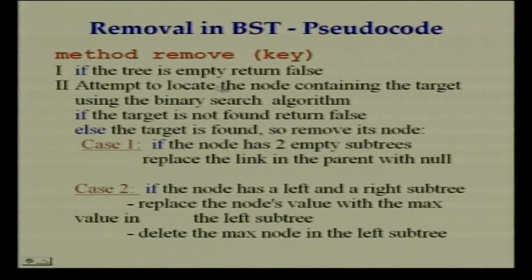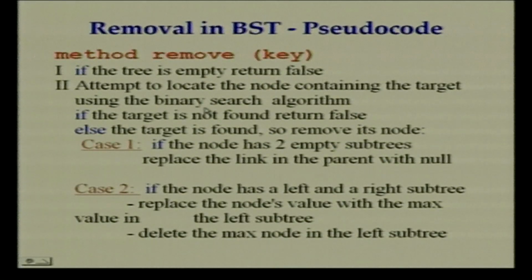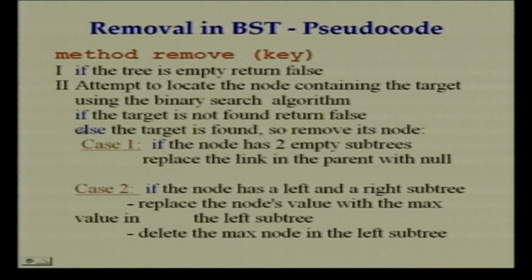So, let us look at the pseudocode. If the tree is empty, then return false. Obviously, from an empty tree you cannot delete a node. Then attempt to locate the node containing the target using the binary search algorithm. This we have explained in detail in the last lecture where we spoke about insertion. For insertion also you have to find the location of the node. Now, if it is not found, that is, the node you want to delete is not found, then it is an error. So, you mark it as error.